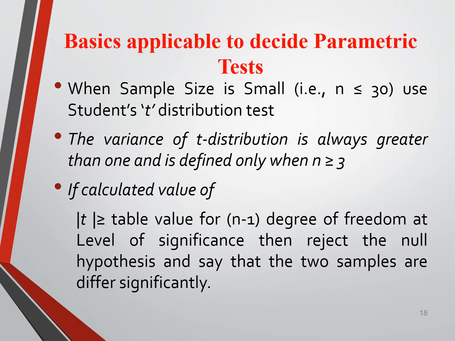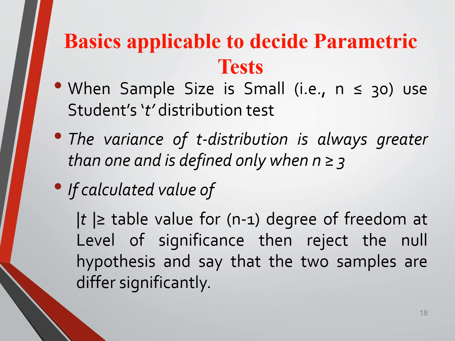Now, if the calculated value is greater than the table value at n minus 1, n minus 1 is known as the degree of freedom. We are subtracting 1 because when we compare the database and we take the sample, one of the samples is being taken as a base step of the staircase. So we always use n minus 1.